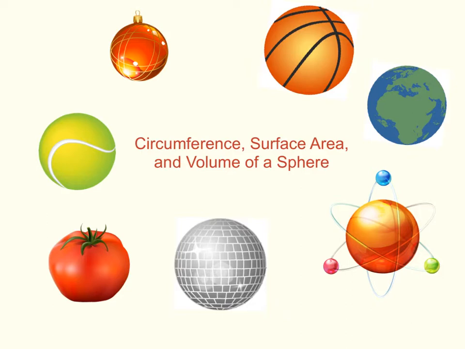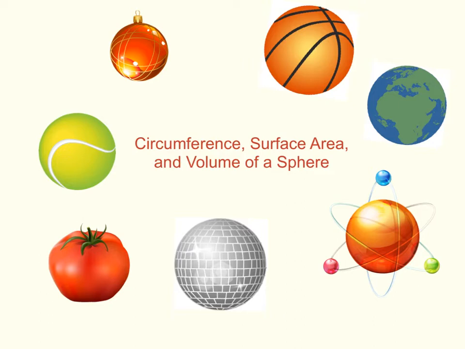So sometimes spheres can be difficult to visualize or to work with, but if you think of any of these examples on the screen, a basketball, a disco ball, the earth, a Christmas ornament. A tomato is not a perfect sphere, but it gives you the approximate shape, or maybe an apple or a bowling ball. Any of those things are spheres, and they can help us visualize what a sphere is, because they are all three-dimensional objects.